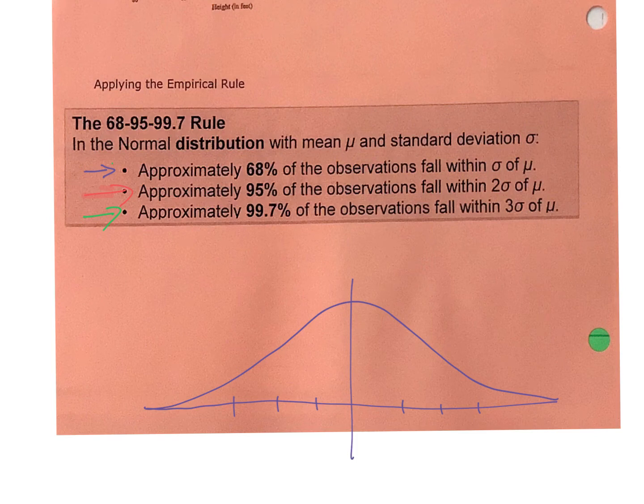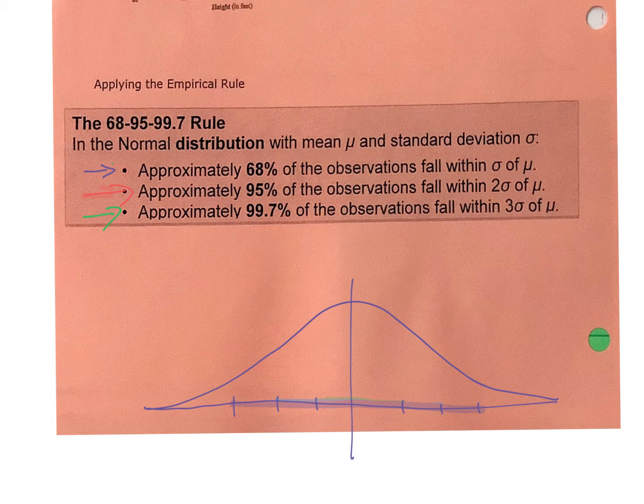All right, so that's what the empirical rule is telling us. 68% of the data lies within 1 standard deviation above and below the mean. 95% of the data lies within 2 standard deviations above and below the mean. And then lastly, 99.7% of the observations fall within 3 standard deviations above and below the mean.